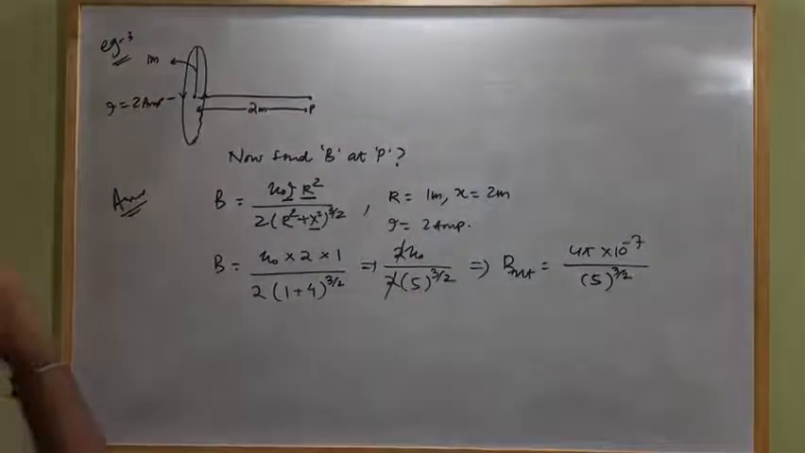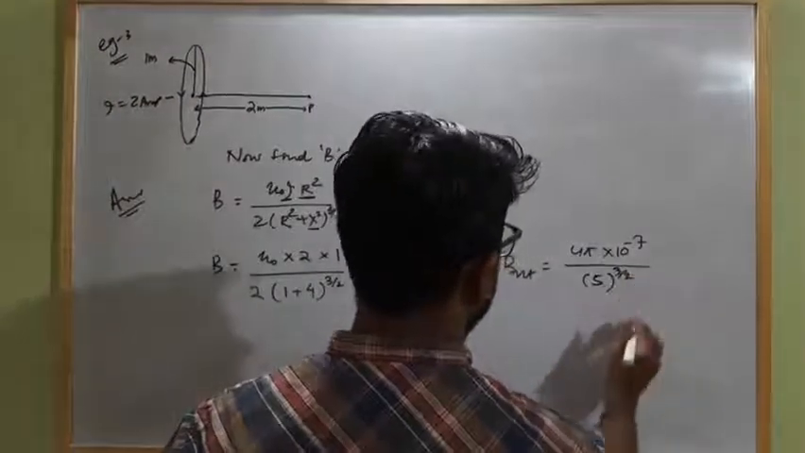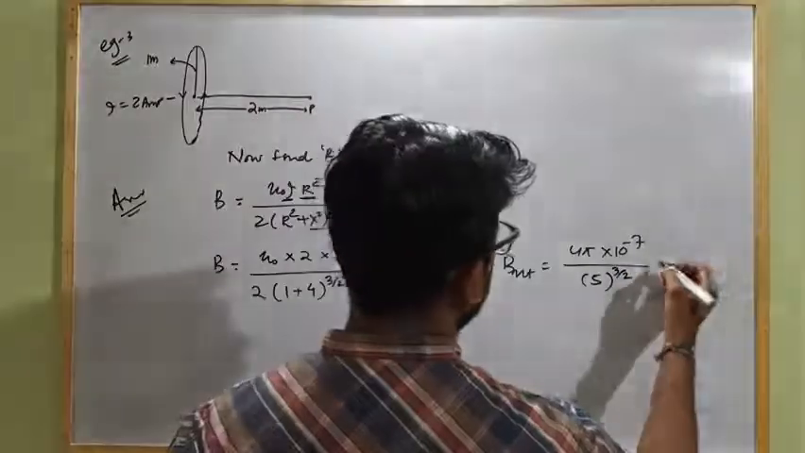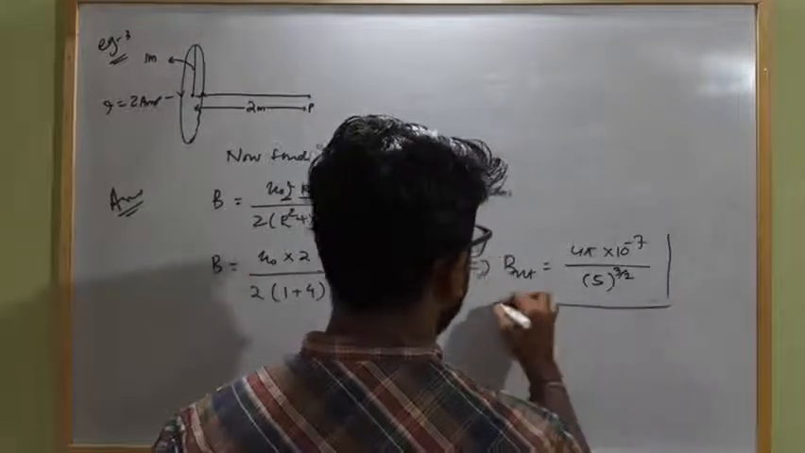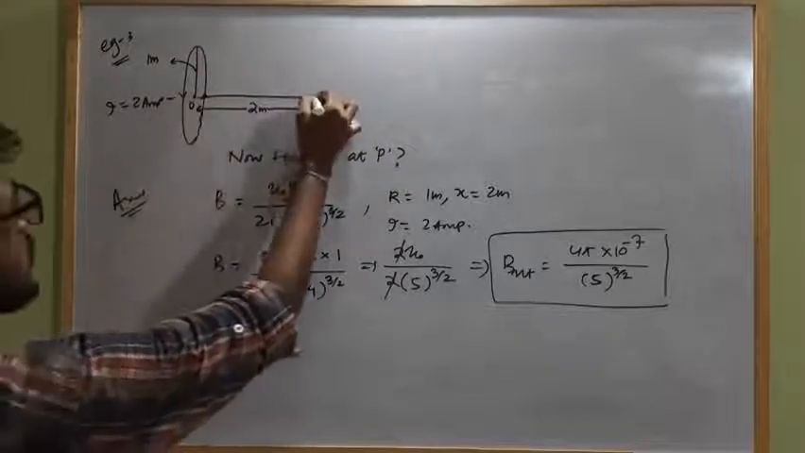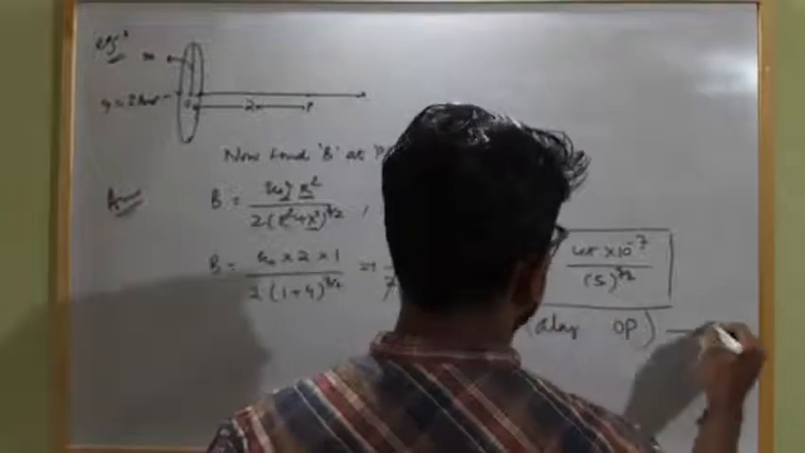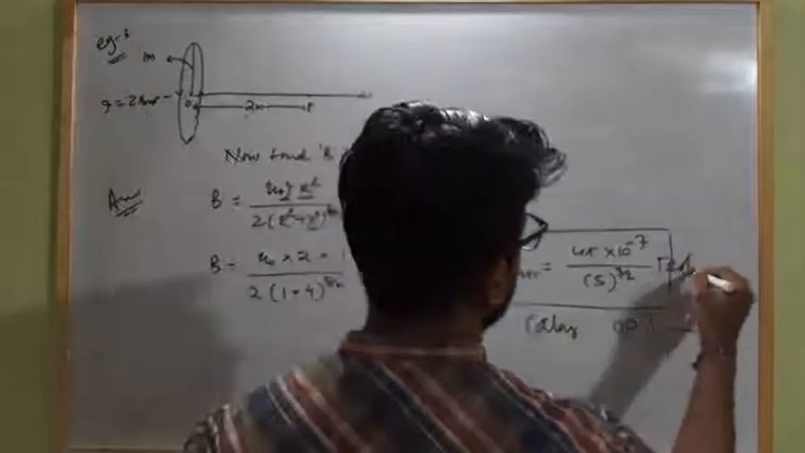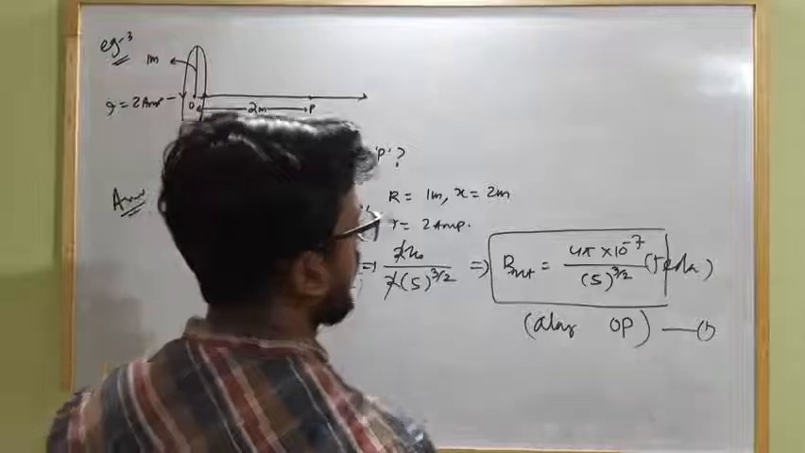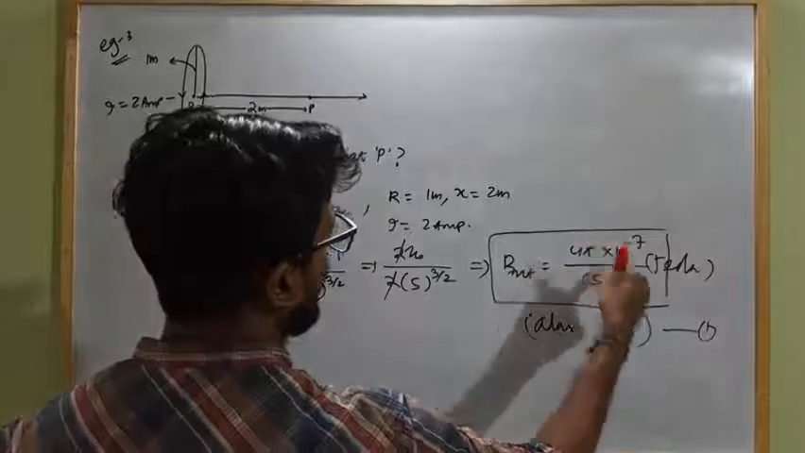Clear? And you can solve 5 to the power 3 by 2 accordingly, the value you can calculate by using the calculator yourself. So this is the expression for B net, and its direction will be along the axis. This is O, so the direction will be along OP. Clear? This much Tesla will be the magnetic field strength at point P. Here 3.14 will be the value of pi.